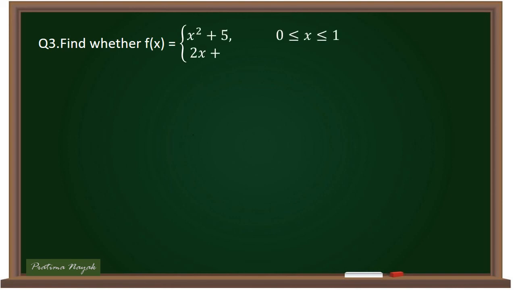Now coming to next question. Find whether f(x) is equal to x square plus 5 for x greater than or equal to 0 and less than or equal to 1, and 2x plus 4 for x greater than or equal to 1 and less than or equal to 3. You have to check the differentiability at x is equal to 1.